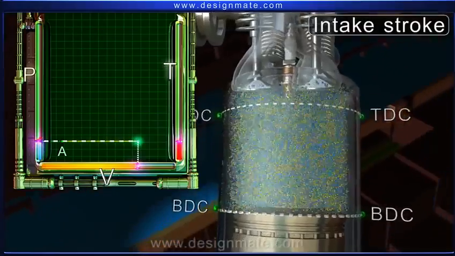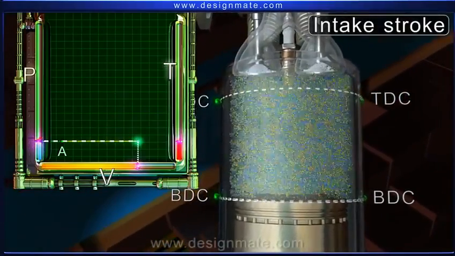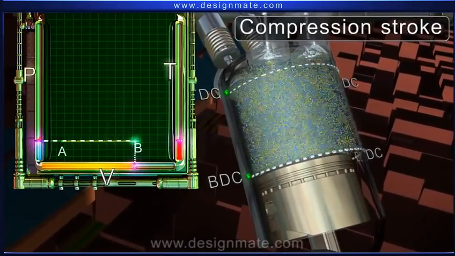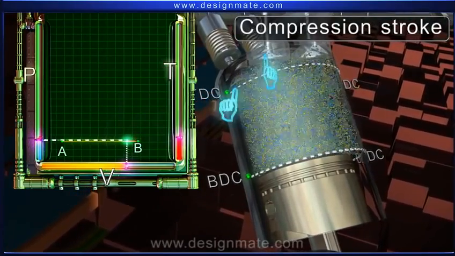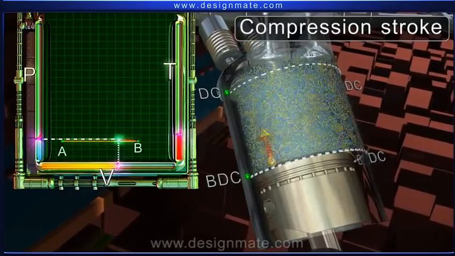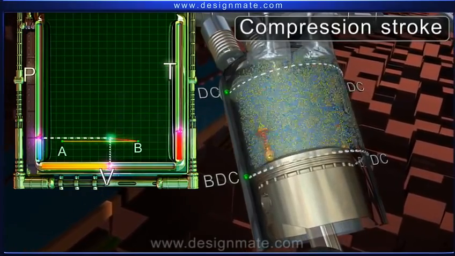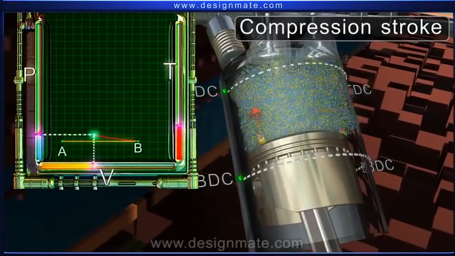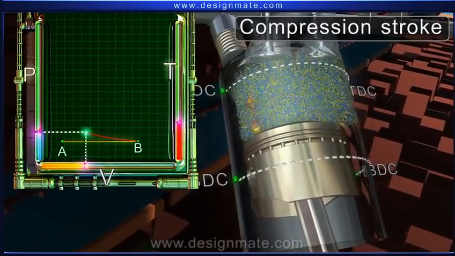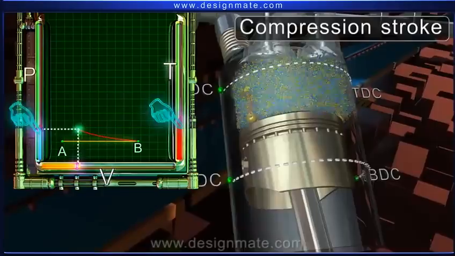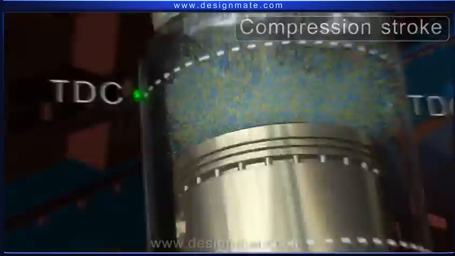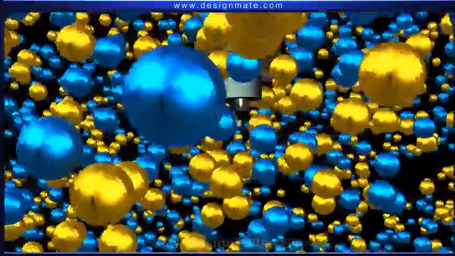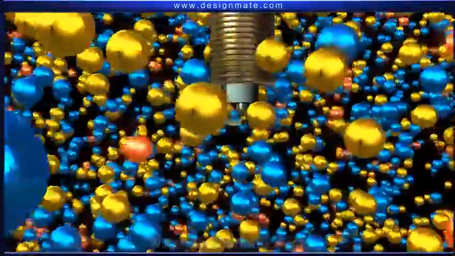The cylinder is full of fuel-air mixture at atmospheric pressure. Compression stroke. The piston moves upwards in the cylinder with both the valves closed. So the fuel-air mixture is compressed and its volume reduces. The compression causes an increase in pressure and temperature of the gases in the cylinder. Just before the piston reaches the TDC, the spark plug produces spark and the fuel explodes.